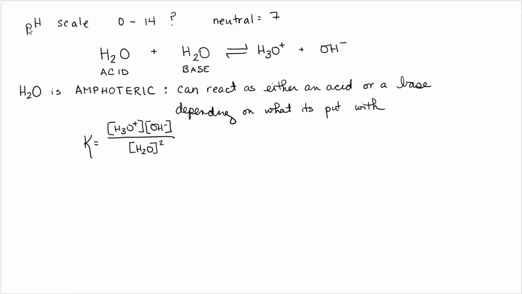Now, we're going to take water out of there. We did it before when we did the Ka. We said, well, water, 55 molar, it doesn't change that much. Also, water is a pure liquid. Pure liquids don't generally appear in equilibrium constant expressions. So we're just going to take water out of there and we're going to rename this Kw. Kw is equal to hydronium ion concentration times hydroxide ion concentration. This is called the autoionization constant of water.